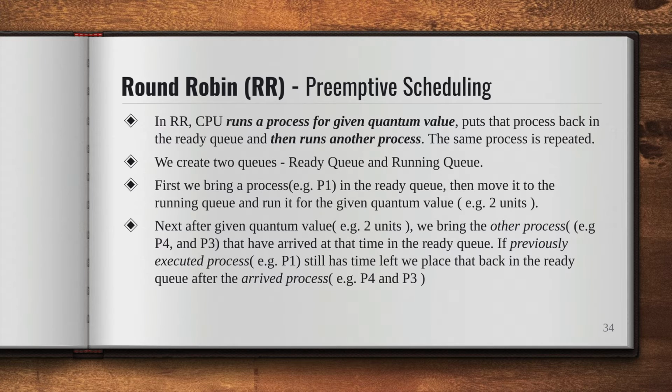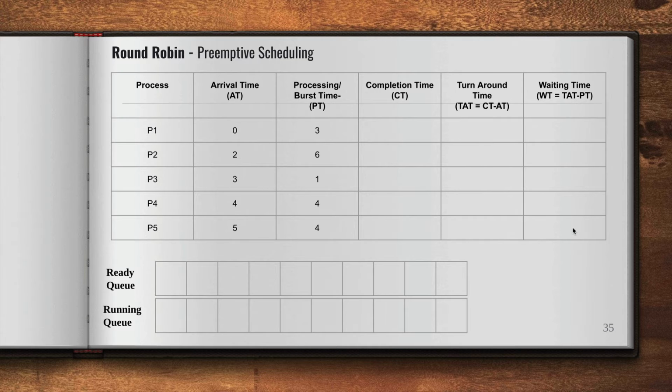Let me explain how this is going to work. In the examination, you will be given a question. For instance, it'll say you have 5 processes, each having an arrival time and processing time, and you have to calculate the completion time, average turnaround time, average waiting time, etc. In order to solve this, we'll create two queues: one is the ready queue and the second is the running queue. Then we'll start to solve this. Let's see how we can do that.